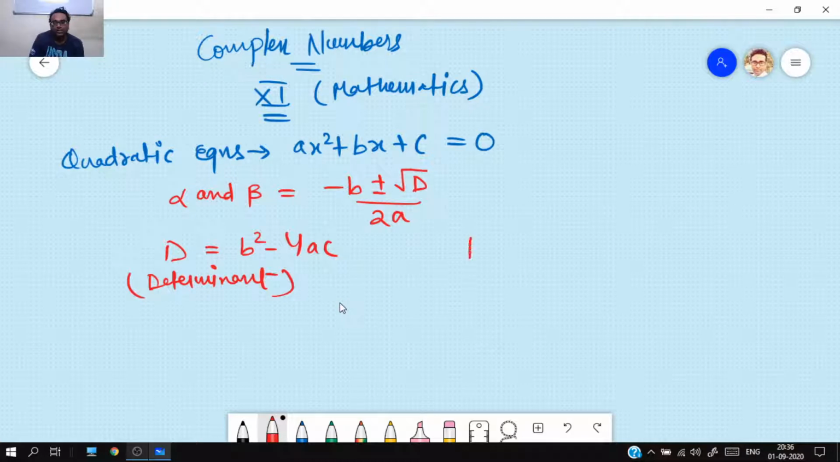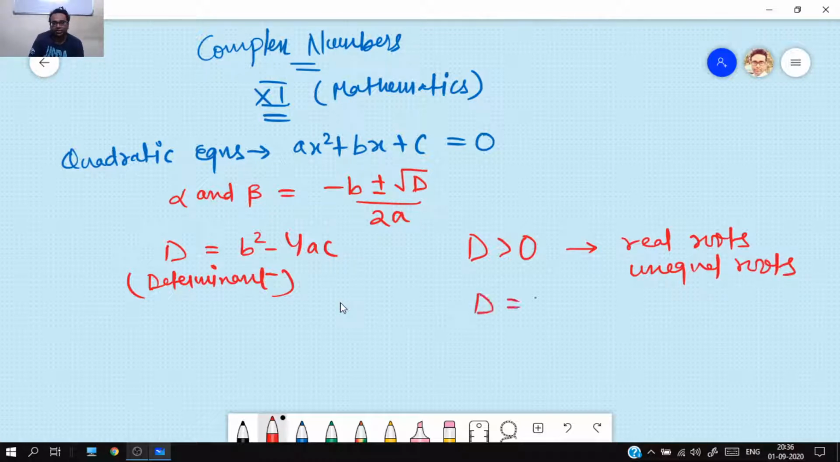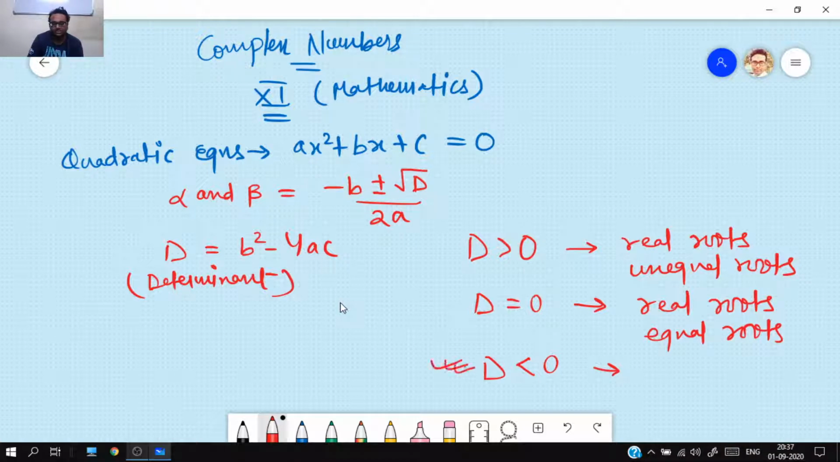So when D is greater than 0, we get real and unequal roots. When D is equal to 0, we again get real roots, but the roots are equal this time. But we did not discuss what happens when D is less than 0. So we are going to discuss this case particularly in our topic, complex numbers.